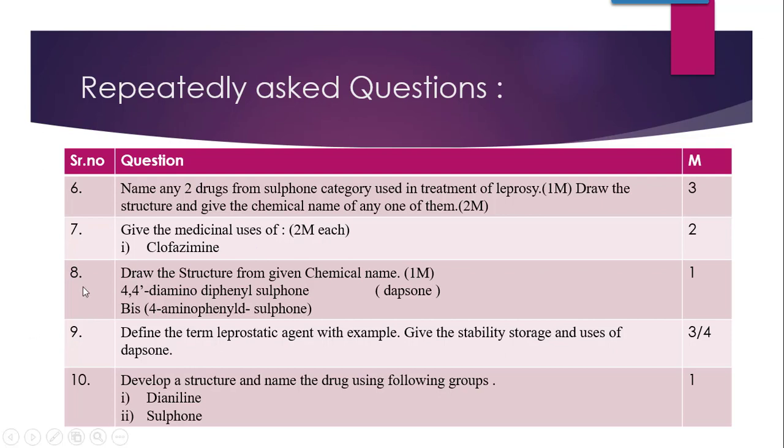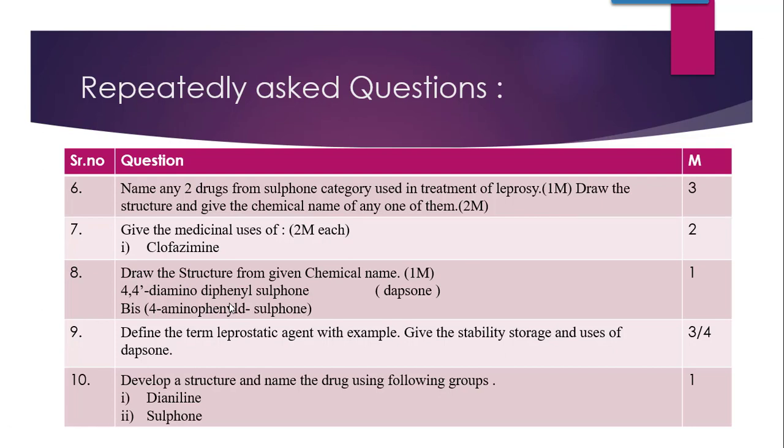Then question 8. Again, this question is fixed from each and every chapter: draw the structure from the given chemical name. Since it is chemistry, this question will definitely be there, approximately from all the chapters. So at least 1 drug on average you will have from each chapter, where you are supposed to write the structure from the given chemical name. The IUPAC name will be given to you, and you are supposed to write down the structure.